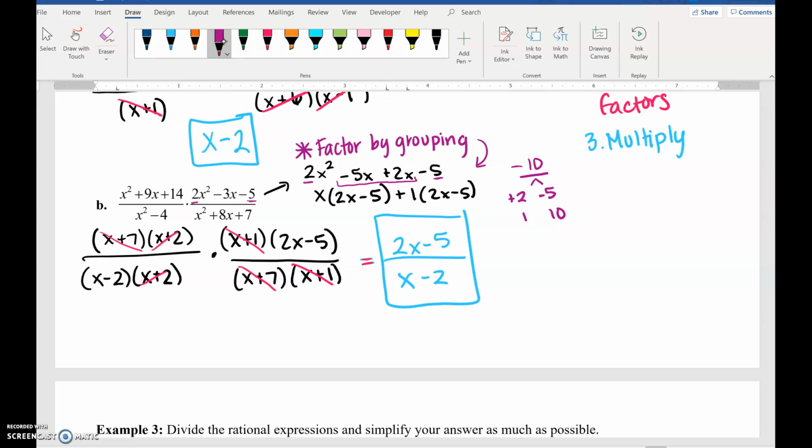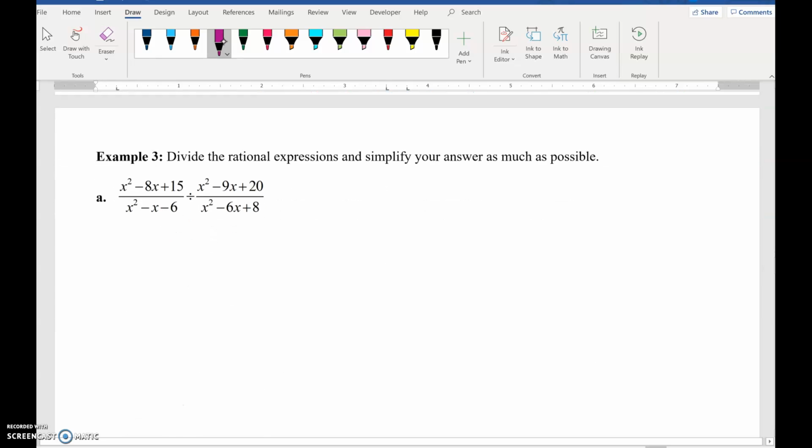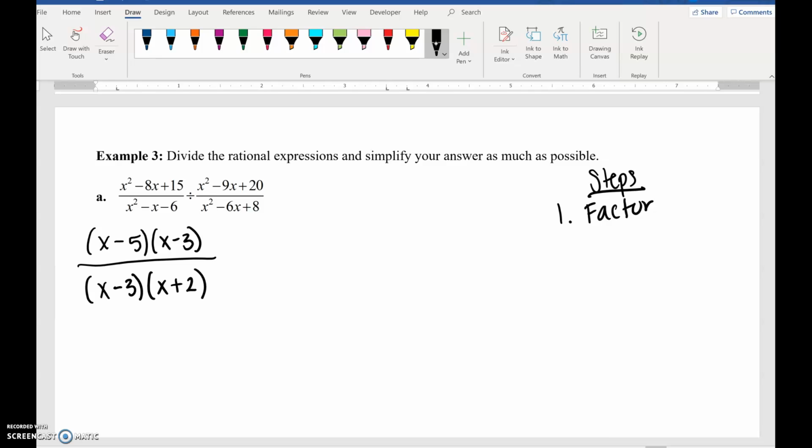All right, awesome. So that's multiplying. Let's dive right into division. What's great about this is division is basically one additional step to what we were doing. So I'll rewrite the steps over here again, just so we can see them as we're going. So step 1, factor. So factor all this. So x minus 5 and x minus 3. So multiples of 15 that add to negative 8 is what I was looking at. And then negative 3 and positive 2 would give us a negative 6 and a negative 1 when we add.